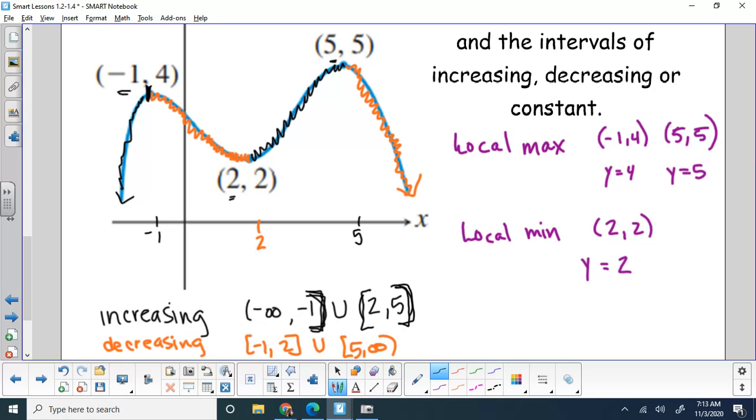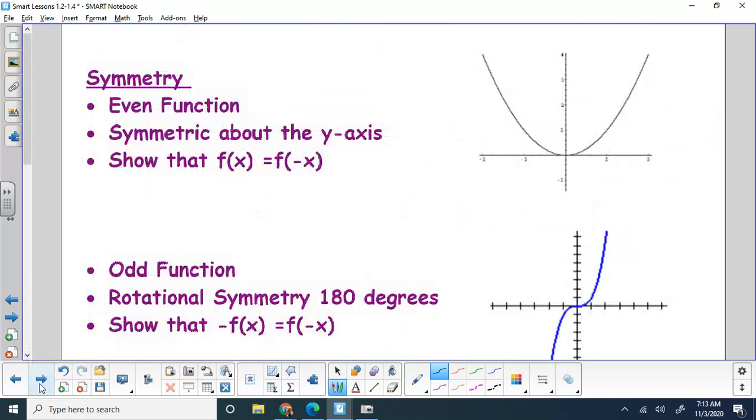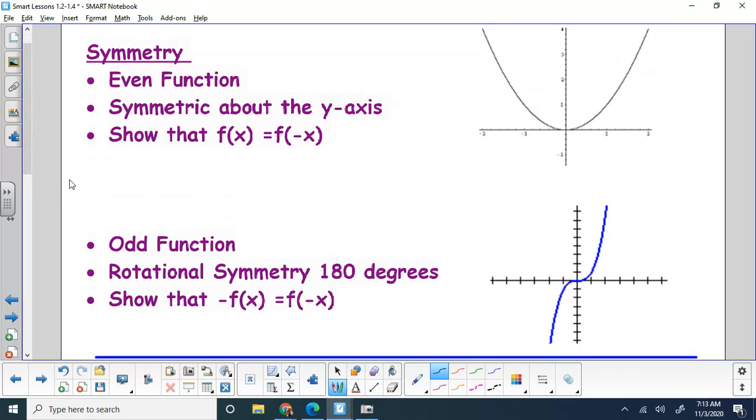Sometimes we get so used to those parentheses that we forget those hard brackets, but hard brackets because it's on that x interval. Awesome. Let's move on and take a look at what symmetry is. So we have two types of symmetry that we will be looking at.